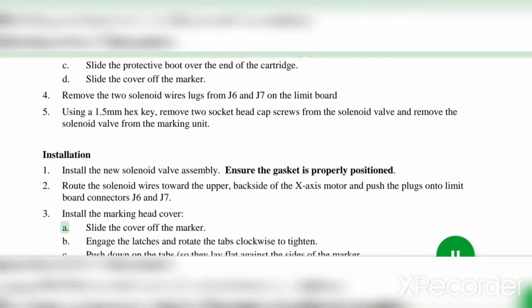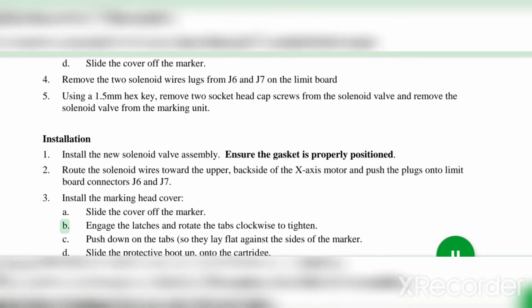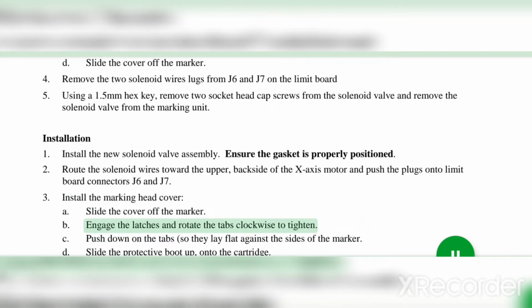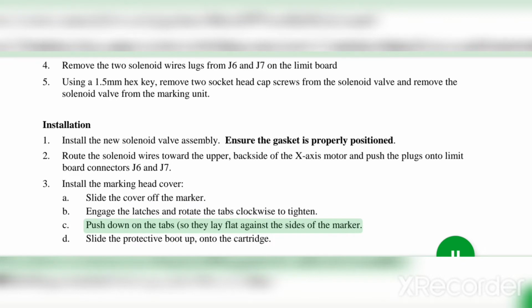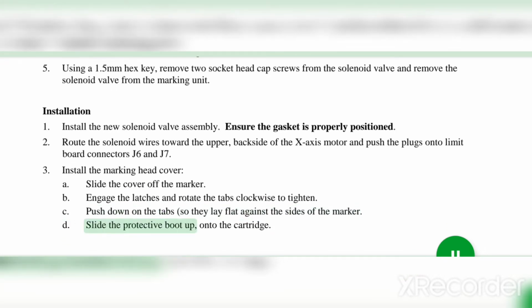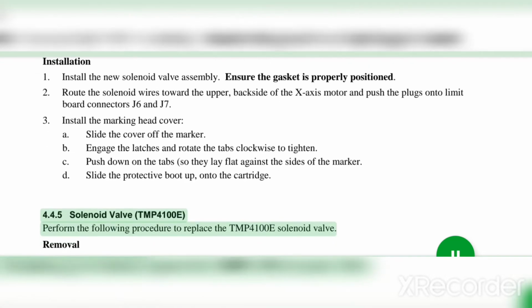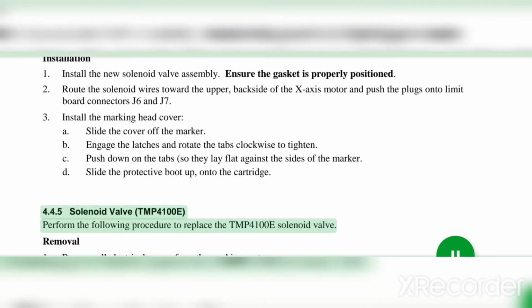3. Install the marking head cover. A. Slide the cover onto the marker. B. Engage the latches and rotate the tabs clockwise to tighten. C. Push down on the tabs so they lay flat against the sides of the marker. D. Slide the protective boot up onto the cartridge. 4.4.5 Solenoid valve TMP 4100E. Perform the following procedure to replace the TMP 4100E solenoid valve.